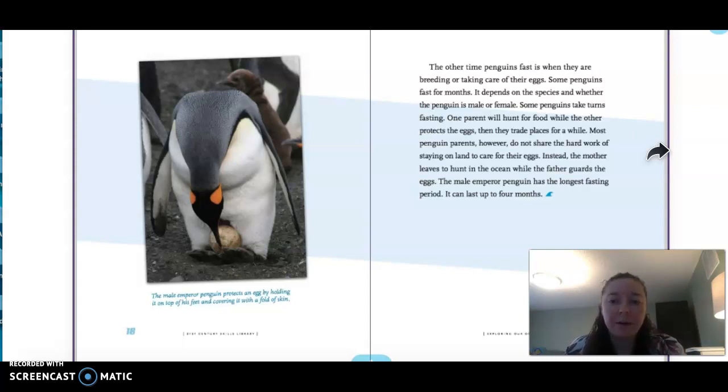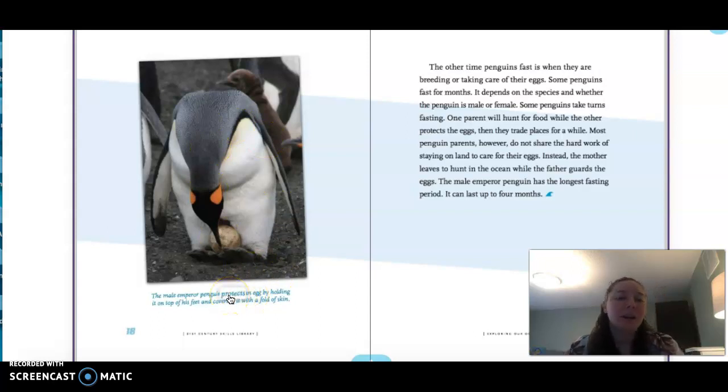Most penguin parents, however, do not share the hard work of staying on land to care for their eggs. Instead, the mother leaves to hunt in the ocean while the father guards the eggs. The male emperor penguin has the longest fasting period. It can last up to 4 months. Whoa. And then here's a picture of a male emperor penguin, and it says it's protecting its egg by holding it on top of its feet and covering it with a fold of skin. So there's our picture and caption there.